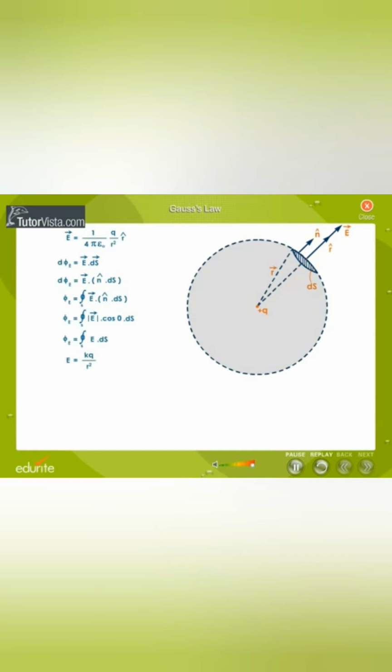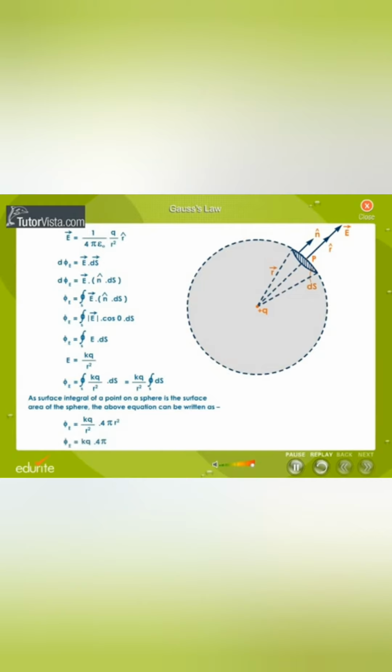We know that E is equal to kq by r squared. Substituting the value of E in the equation, we get phi E is equal to the surface integral of kq divided by r squared dot vector ds. Or, as the surface integral over a sphere is the surface area of the sphere, the above equation can be written as phi E equals kq dot 4 pi. But k is equal to 1 by 4 pi epsilon naught. Therefore, phi E is equal to 1 by 4 pi epsilon naught into q into 4 pi. Therefore, phi E is equal to q by epsilon naught. This is the mathematical representation of Gauss's law.